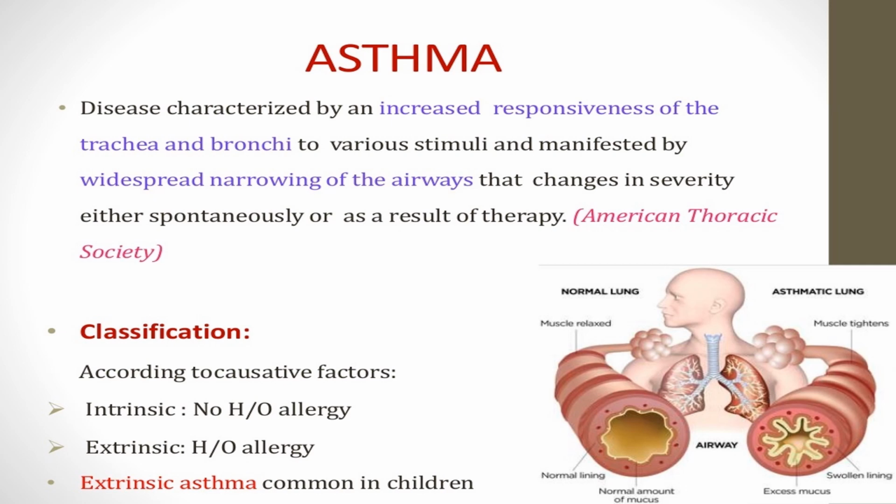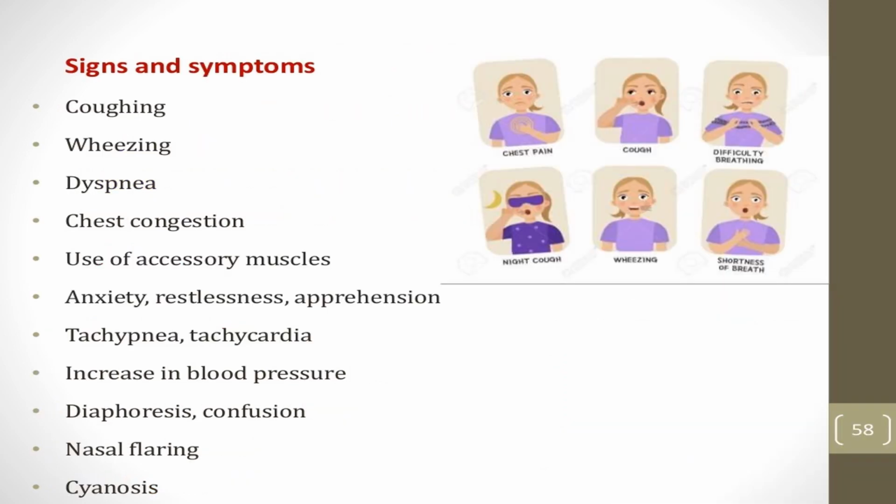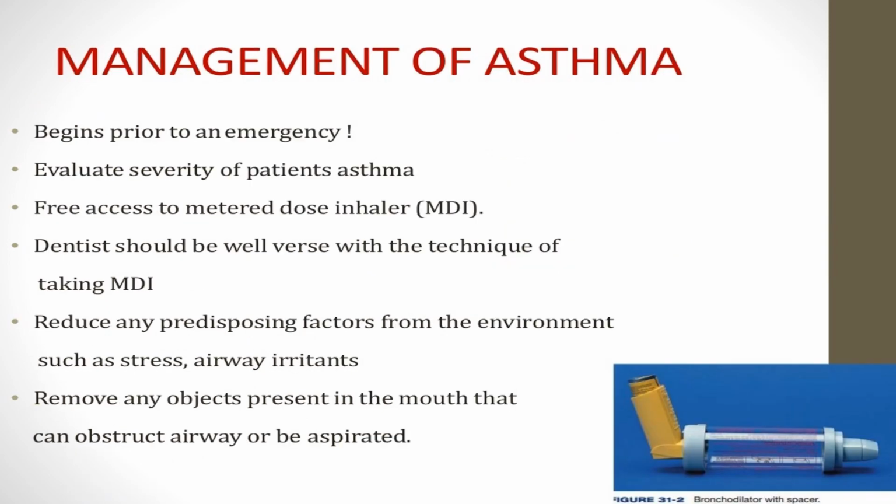American Thoracic Society classification according to causative factors: intrinsic, no history of allergy; extrinsic, history of allergy. Extrinsic asthma is common in children. Signs and symptoms: coughing, wheezing, dyspnea, chest congestion, use of accessory muscles, anxiety, restlessness, apprehension, tachypnea, tachycardia, increase in blood pressure, diaphoresis, confusion, nasal flaring, cyanosis.